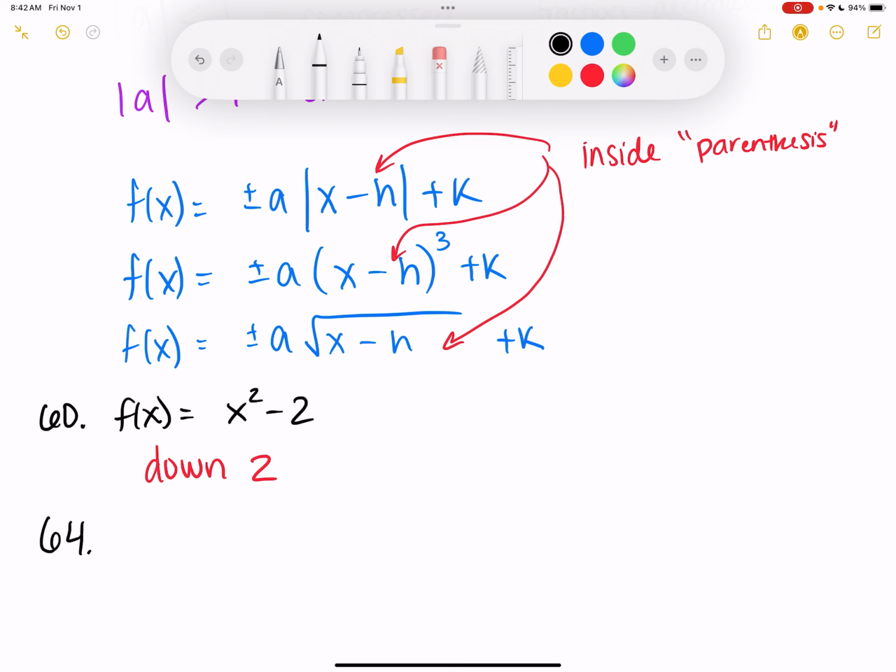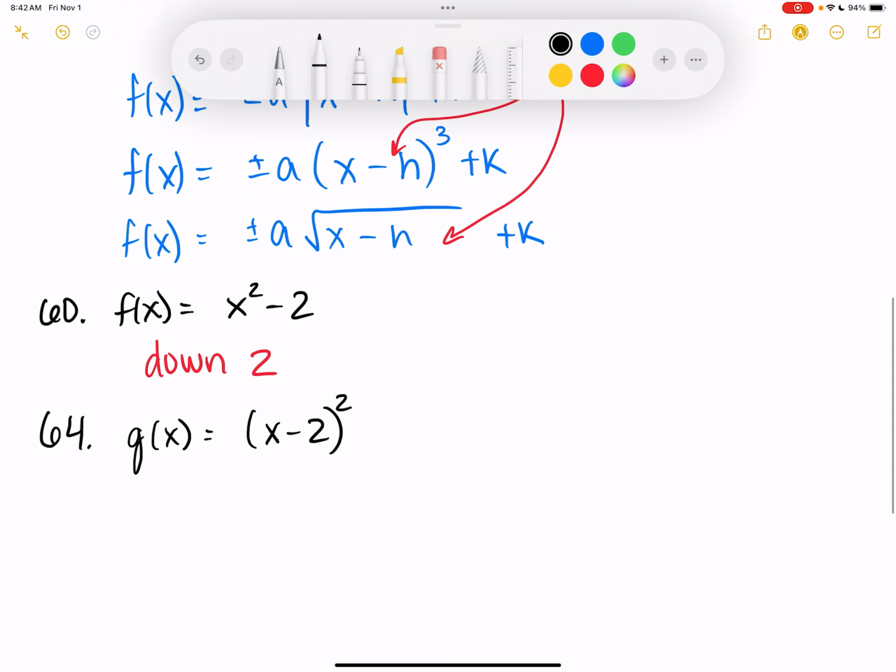64. G of x equals, in parentheses, x minus 2 squared. So this one's inside the parentheses, and it's a minus 2, so which direction is this going? Right 2. Yep, inside is opposite, so this is right 2.